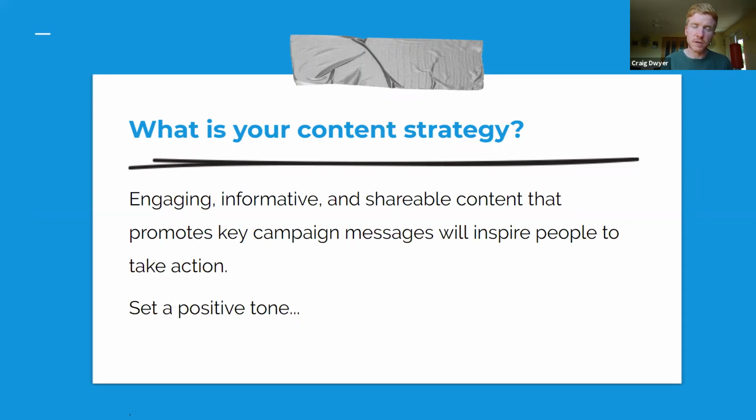And I'll come to the positive tone bit in a second, but it's thinking about where you can add value for audiences. So that informative piece is really key. First of all, I'll just go through each of those. So first of all, engaging, right? So thinking about people scrolling on their social media feeds, you want to be able to stand out and grab their attention. Okay, so how best to do that?